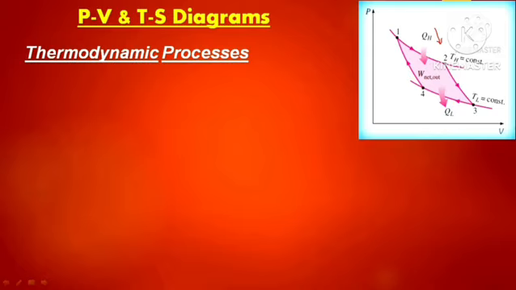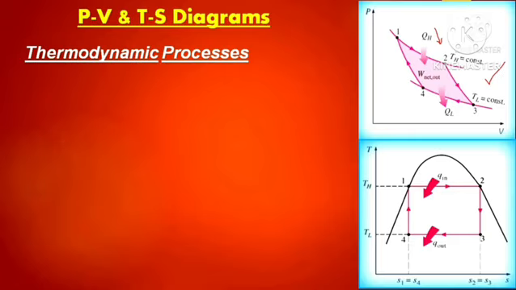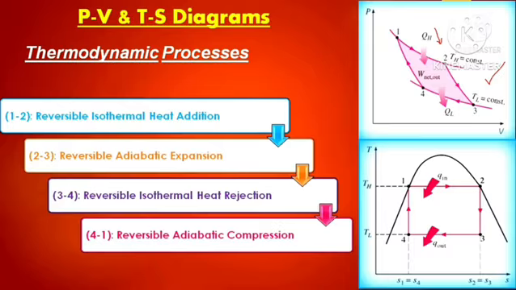Here you can observe. Let us see the 1 to 2 process. In the diagram, you can observe that heat is supplied during the 1 to 2 process and temperature is kept constant. And the second, 2 to 3 process, is an expansion process where no heat is transferred. Similarly, in the 3 to 4 process, heat is rejected where temperature is kept constant. And in the 4 to 1 process, again no heat is transferred and temperature increases from TL to TH. In the same manner, the temperature and entropy diagram is plotted according to the thermodynamic processes discussed.